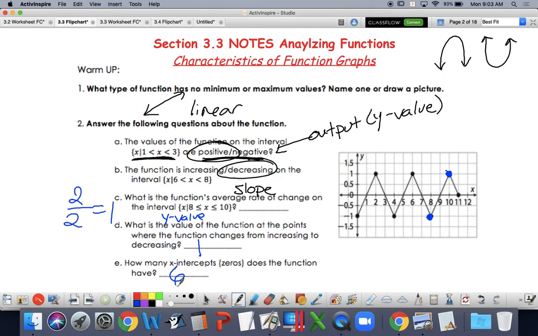Questions on that? That's what a lot of your homework is. How'd you feel about that? The x-intercepts? 1, 2, 3, 4, 5, 6. Now, if that had been an open circle, I wouldn't count it. But since it's a closed circle, I just count the number of times it hits the x-axis. All right?